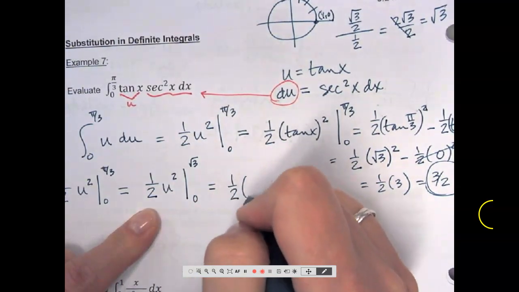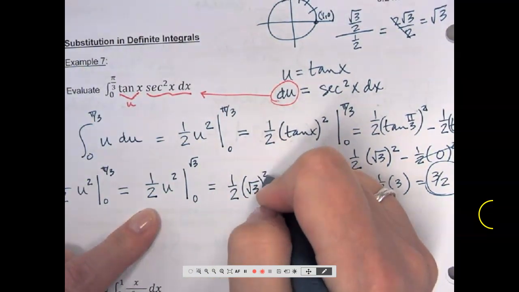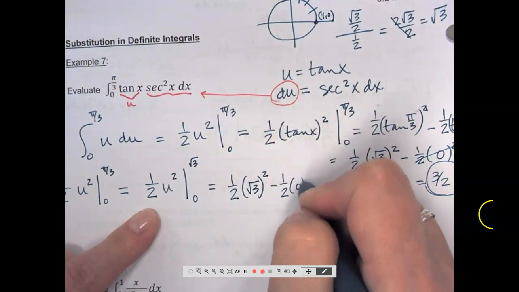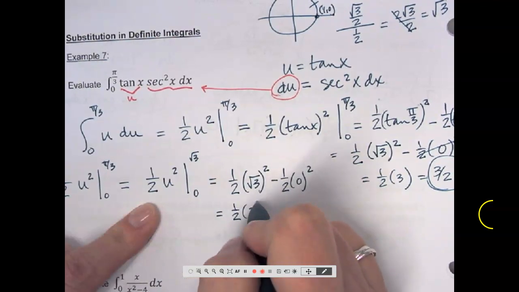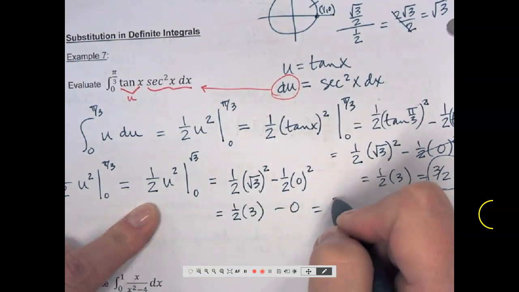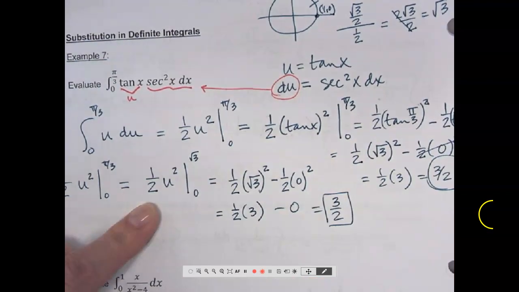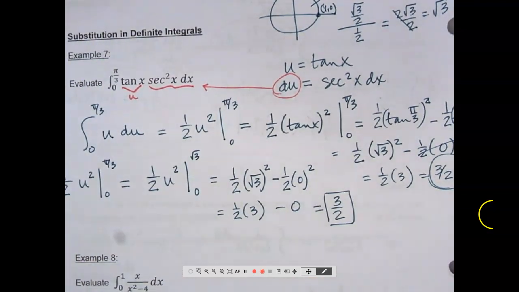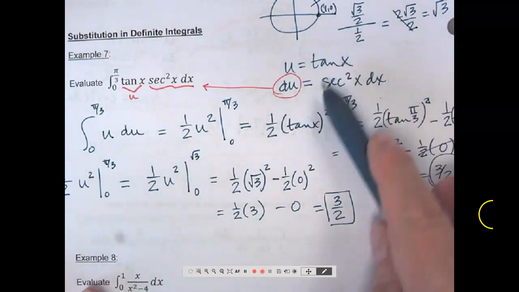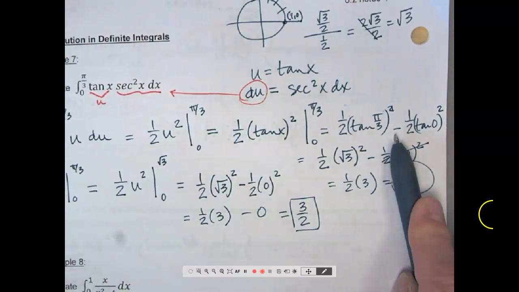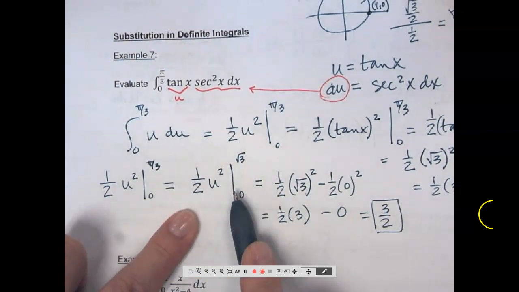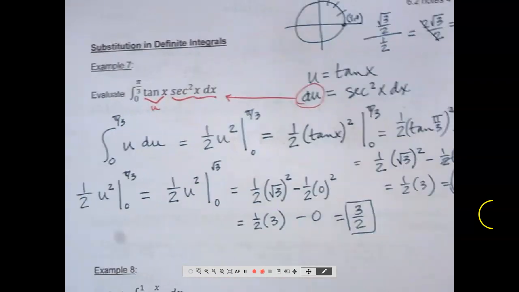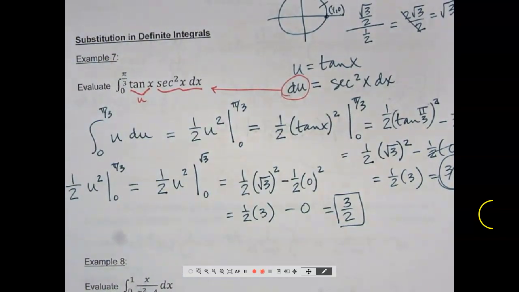So I have 1/2 square root of 3 squared minus 1/2 0 squared. And that gives me 1/2 times 3 minus 0, which is also 3 over 2. So at some point you're going to sub into tangent x. Either bring tangent x down here and then plug it in, or go ahead and plug these in now and then just use those answers here. Doesn't matter, it works out to be the same thing. Question?